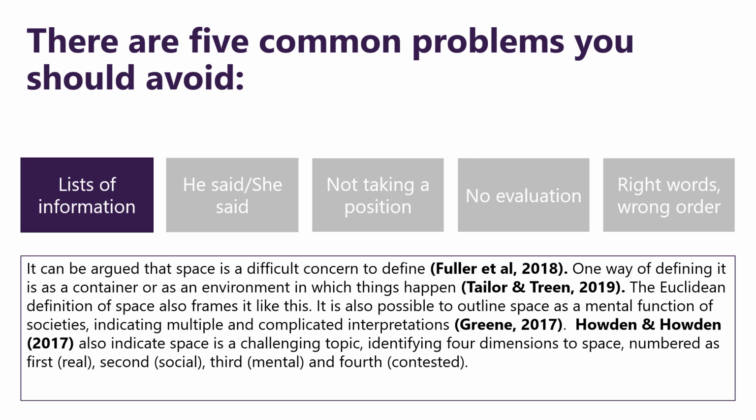The first is using lists of information. Here we can see an example in this video. This paragraph is made up of nothing but sentences drawn from the literature. There's lots of information here, but the paragraph doesn't really say anything about it. If anything, it's saying, this is what Fuller says, this is what Taylor and Treen say, this is what Green says, this is what Howden and Howden say. It doesn't really tell us what this means.